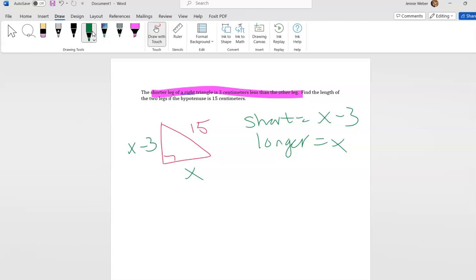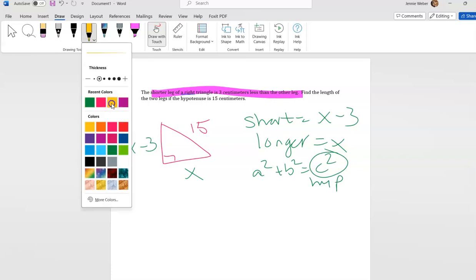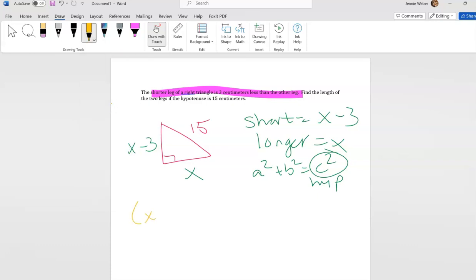Okay. Now we want to find out X. So we know all three sides. How do we do that? Well, I know something that relates all of these sides, right? The Pythagorean theorem. So A squared plus B squared equals C squared, where C here is always the hypotenuse. So I can turn that into what I have here. So X minus 3 squared plus X squared equals 15 squared. So this is my equation.